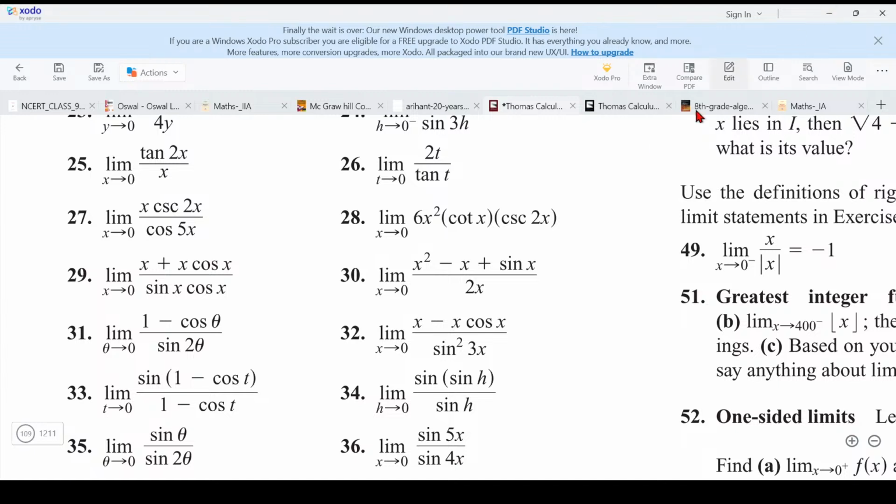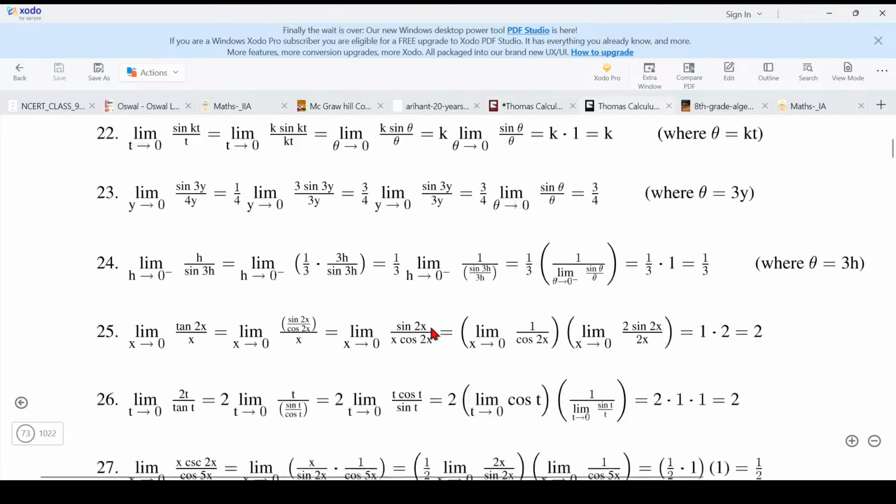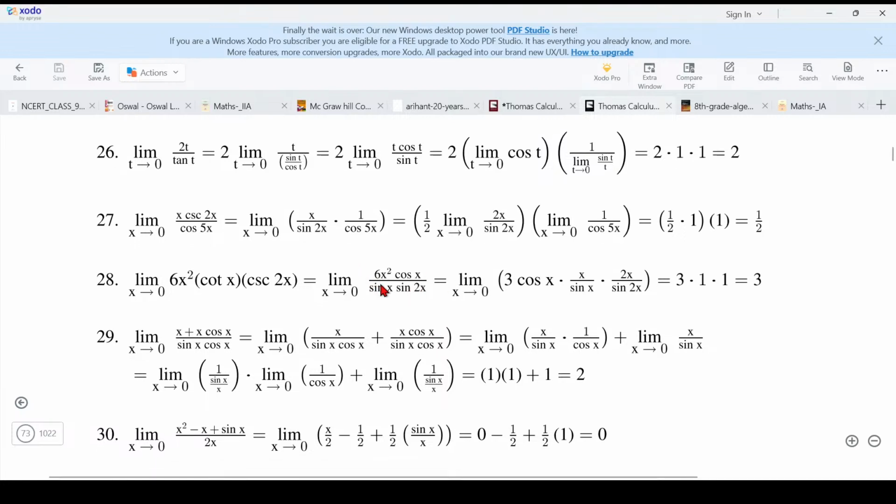6x square by sine 2x whole square something, I'm getting. No, you convert that into sine and cos. See here, 6x square cos x by sin x, 1 by sin 2x. There is a sin x and there is a sin 2x. There is 6x square. One x you give here, one 2x you give here, and remaining you keep it. One x you give to one sin, another 2x you give to sin 2x. So this will become 1, and remaining 3 you keep aside. So it becomes 3 into 1, 3. Agreed?